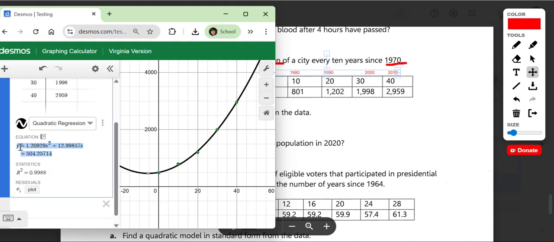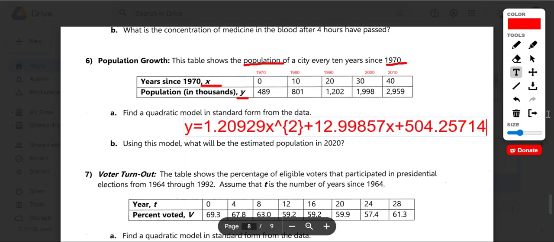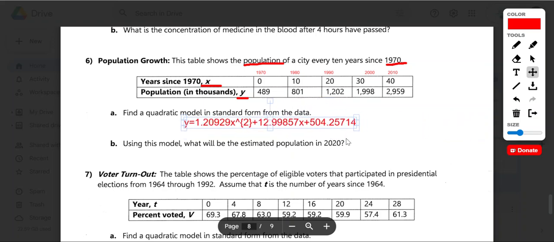The equation, y equals, and then our value of x squared, our value of x. You can just copy this down and write that in here where it's asking you to find the quadratic model, because our quadratic model is the equation of the line that matches that. Now I've just copied and pasted it in here. You can just write it down, okay?